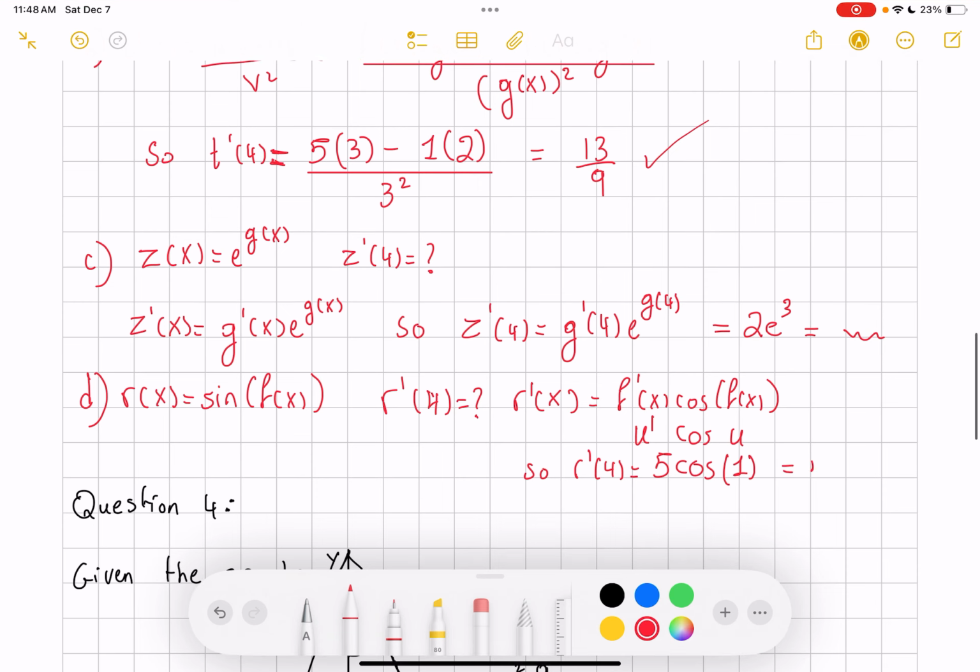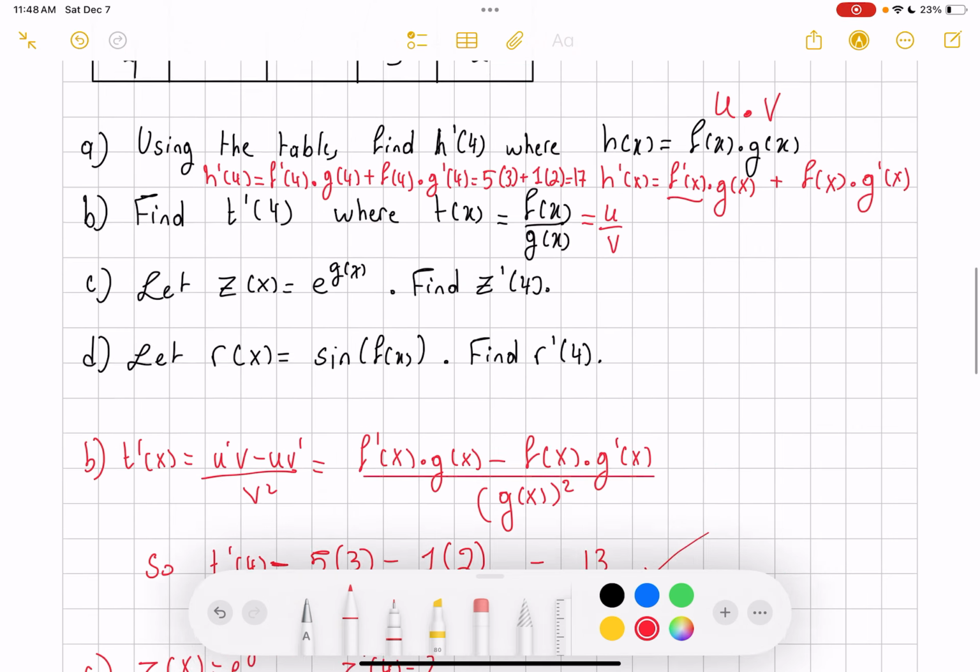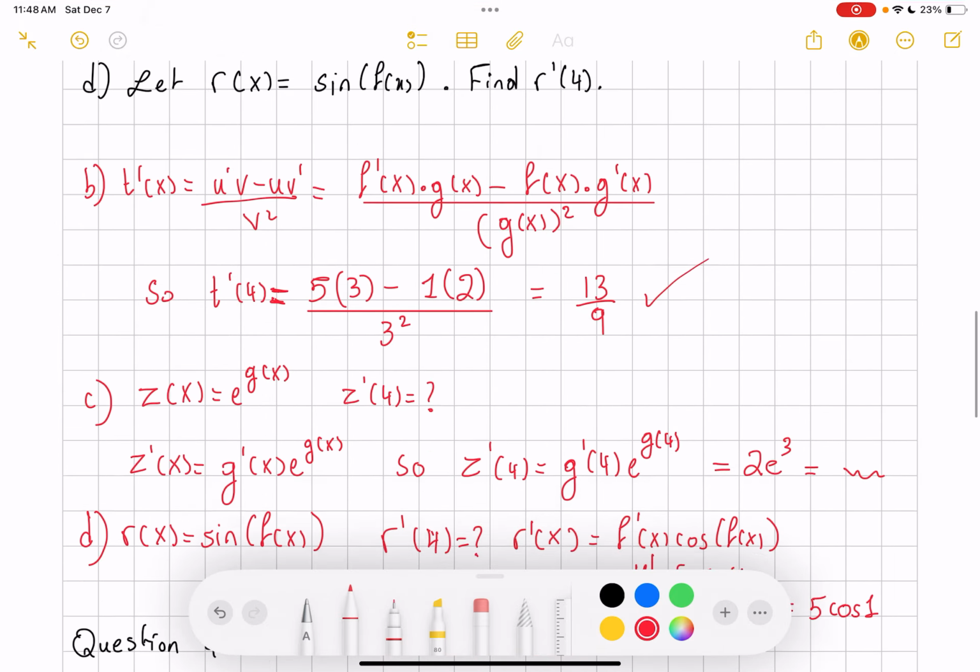So you can leave it as 5 cosine 1, or you can put it on a calculator and get the final answer in decimal form. All right, so this is it for question number 3.